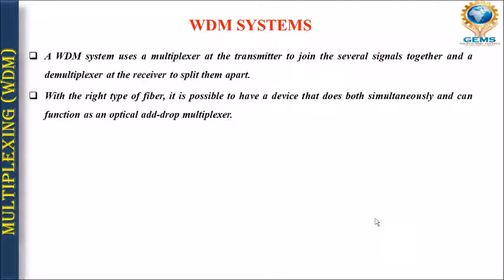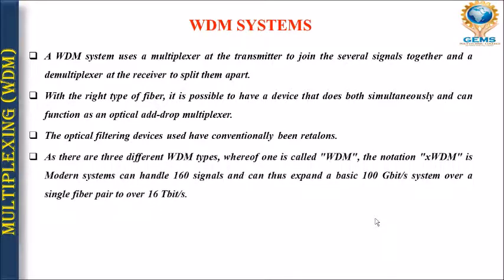With the right type of fiber, it is possible to have a device that uses them both simultaneously and can function as an optical add and drop multiplexer, right? So fiber optics is very much used in such types of WDM systems when we are concerned with the multiplexer and demultiplexer. Also, optical filtering devices have some conventional relation with each other.